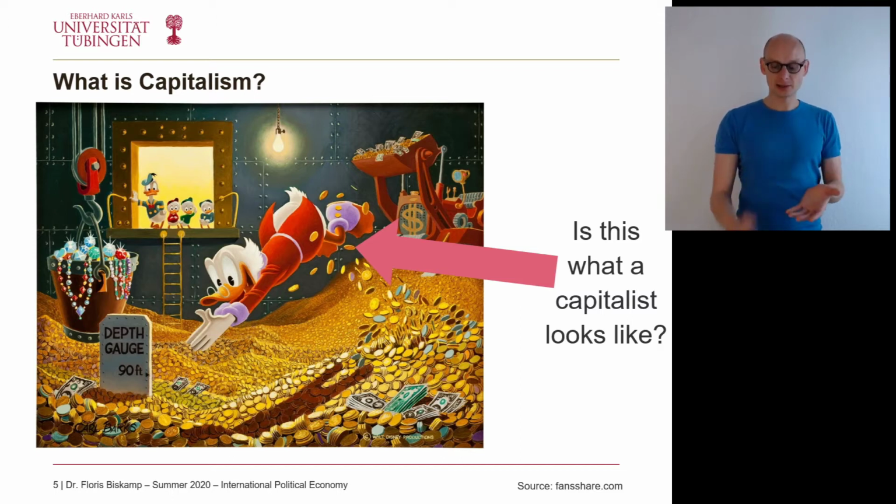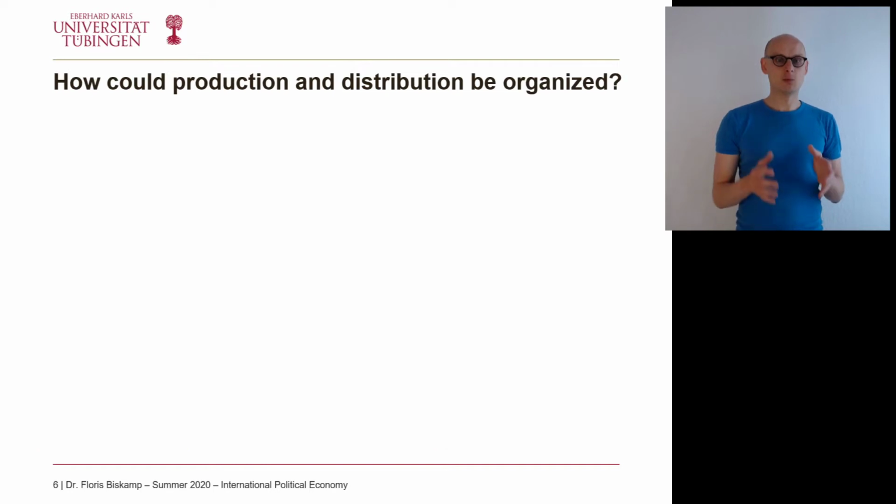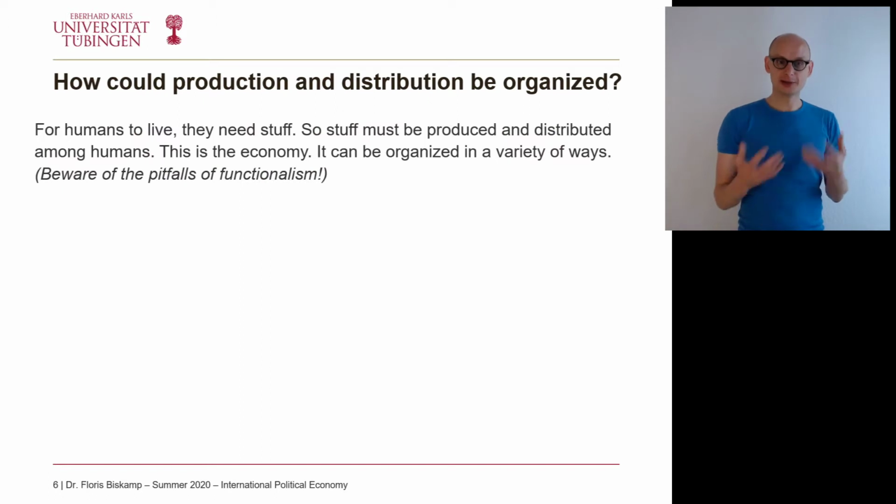And in order to answer this question, we first have to understand what capitalism actually is. In order to understand this, it makes sense to ask the question how production and distribution in society could be organized. If you think this way, you start with the assumption that in order for humans to live, humans need stuff. So you need maybe food, bedding, clothes, telephones, and all these kinds of things.